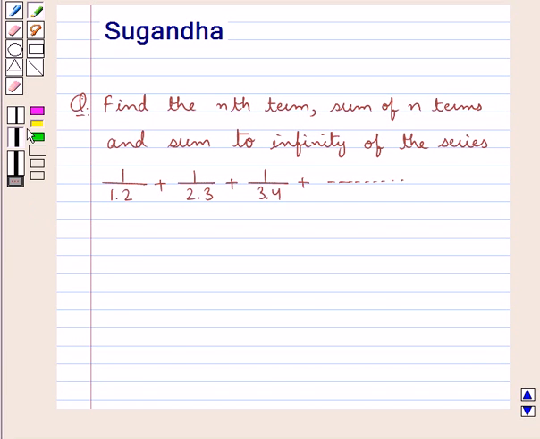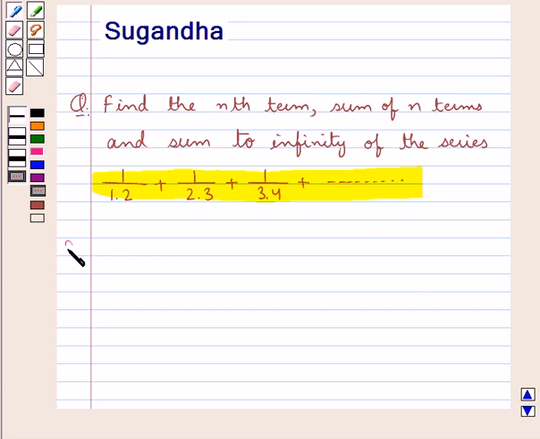In this session, we discuss the following question, which says: find the nth term, sum of n terms and sum to infinity of the series 1 upon 1 into 2 plus 1 upon 2 into 3 plus 1 upon 3 into 4 plus and so on. Let's now move on to the solution.